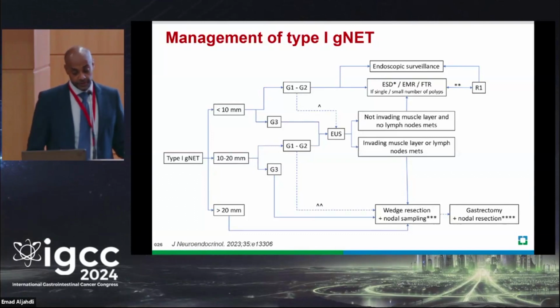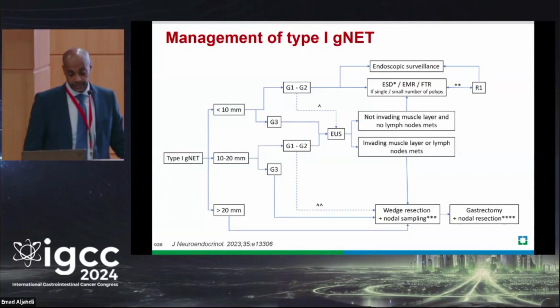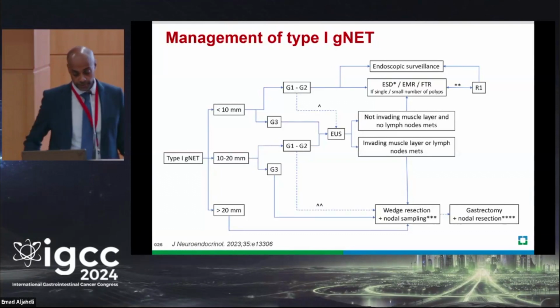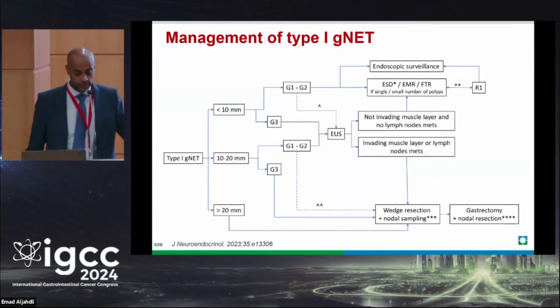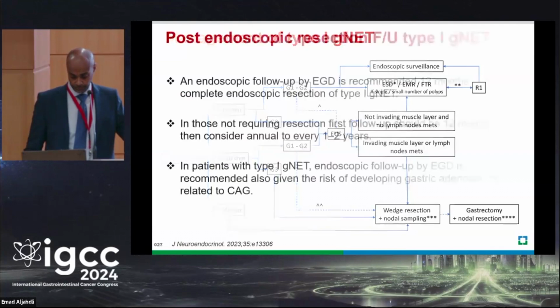If the lesion is small but it's a G3, so high risk, then we need to perform an EUS to assess for lymphadenopathy and the depth of the invasion before we perform endoscopic resection. But in general, for intermediate size from 10 to 20 millimeters with a G3, or a large lesion of more than 2 centimeters, surgical resection is the right way to go.